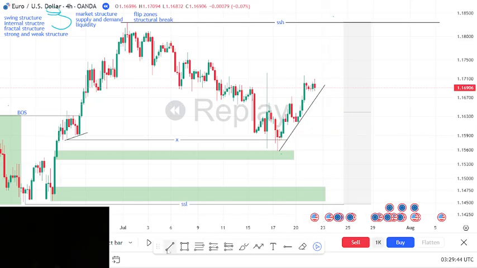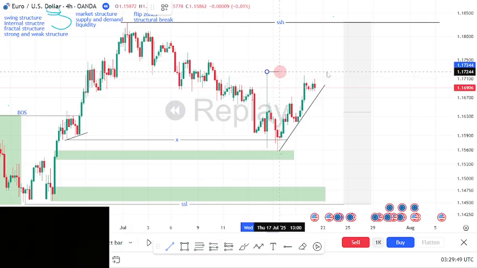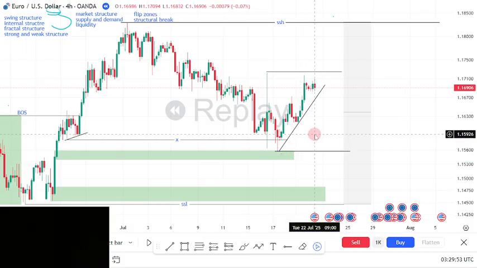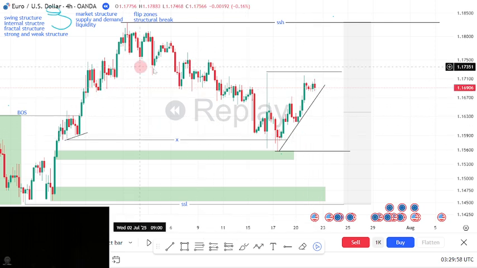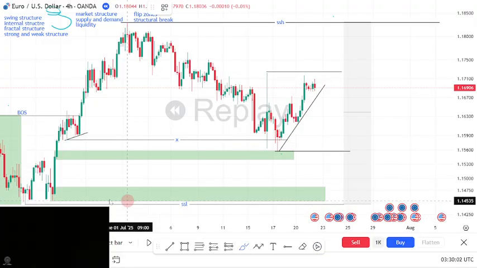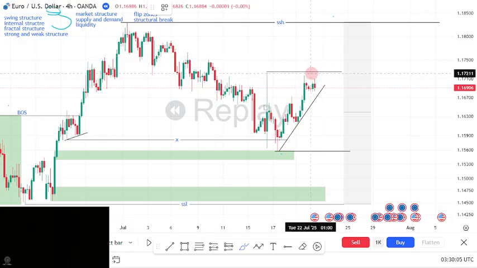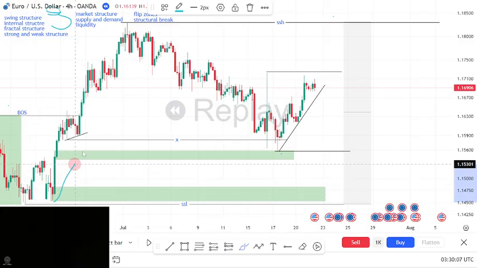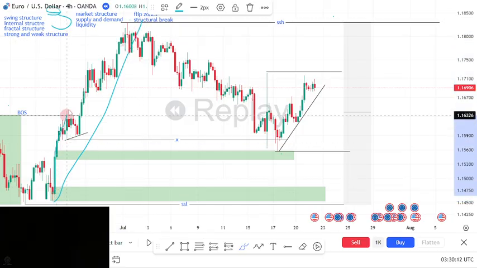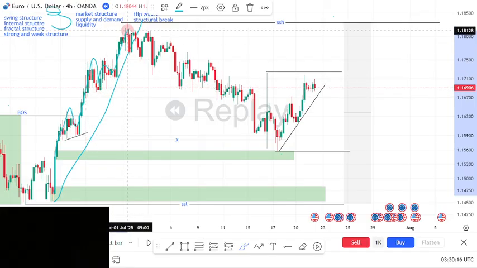Okay, now looking at this structure, what am I expecting? We have internal structures and we have fractal structures. With the internal structures, the main aim is to facilitate the movement of the swing structure. So for us to get this swing move to the outside, we will have internal structures within. So this is what we call internal structures.